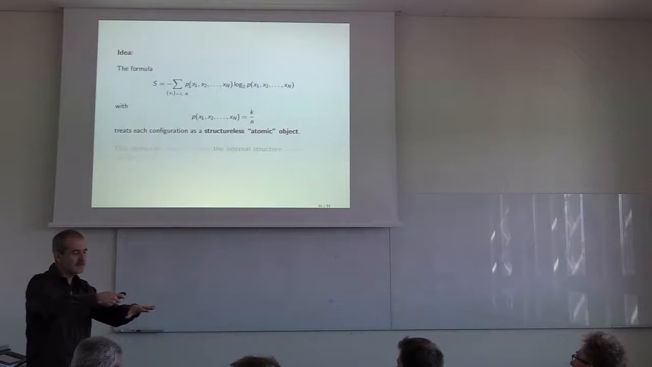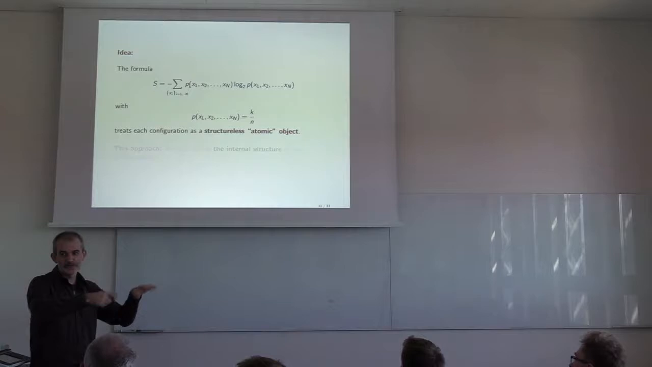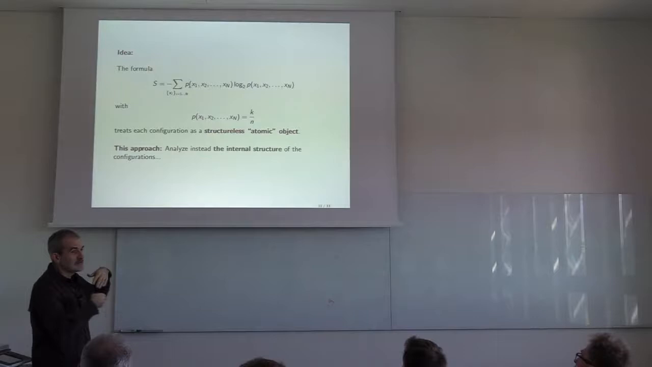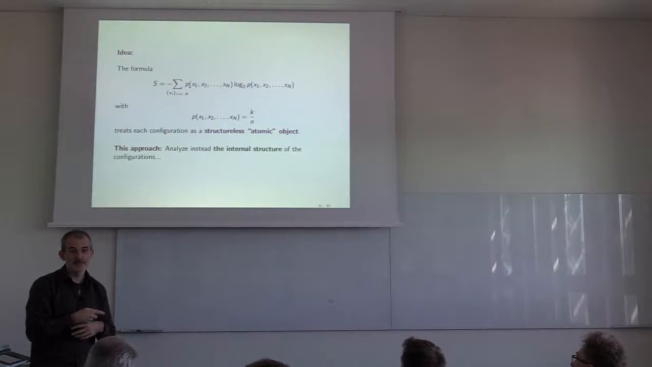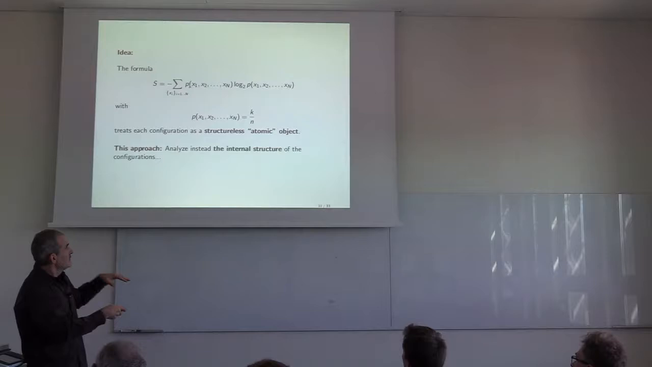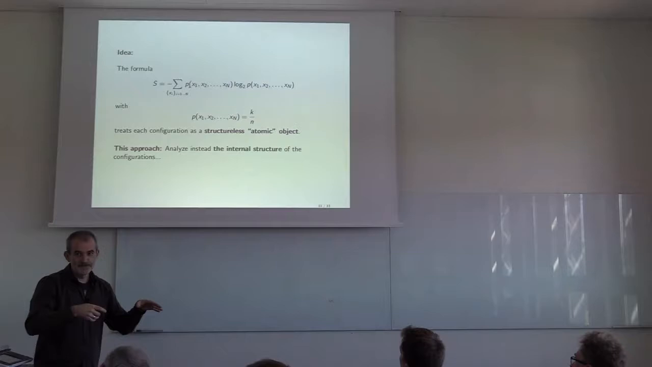In this way, we throw away a lot of information which is still present in our system. So the idea, to work in this opposite regime where k is always 1, is to analyze the internal structure of those configurations, and in this way sidestep the problem of the fact that we cannot really use such a formula. This is the main idea. But of course, we need some way of approaching this internal structure, and what we propose here is to use machine learning methods.